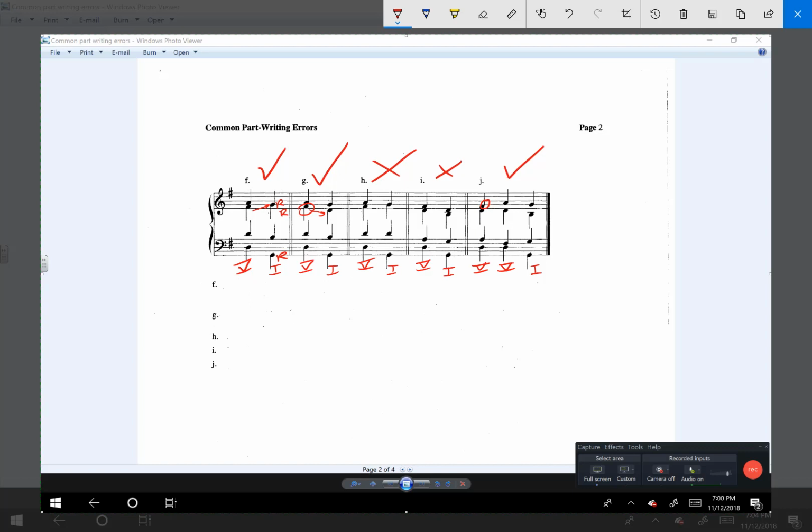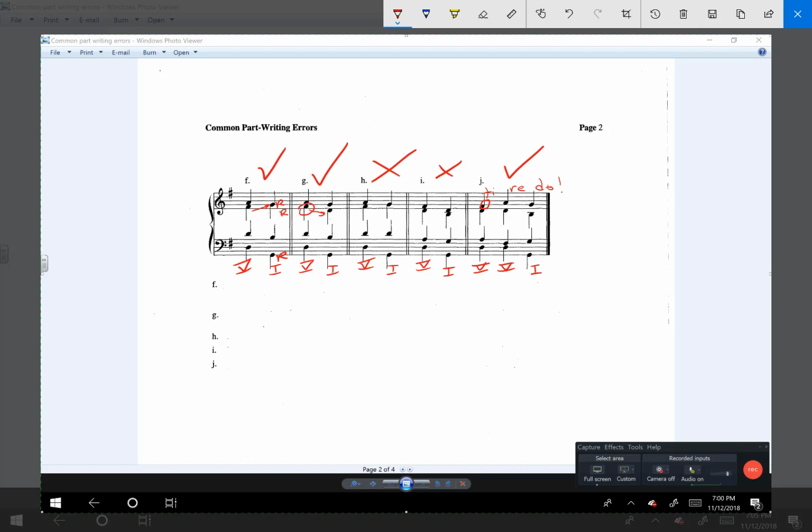So J is a good solution. The leading tone in the soprano eventually resolves. It really sings T, then Re, and then finally ends on Do. So that is some smooth voice leading right there.